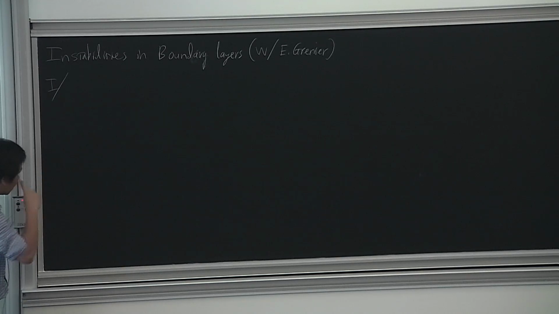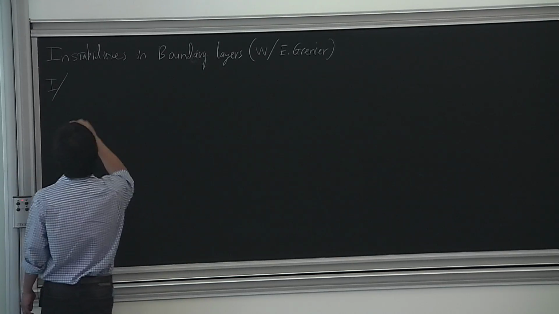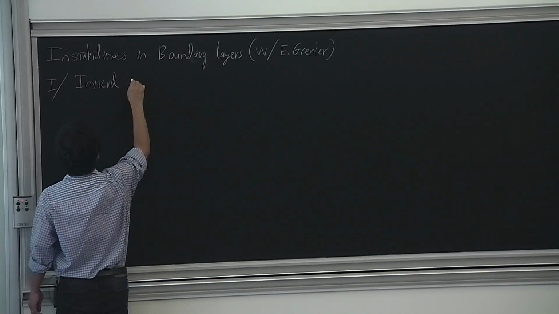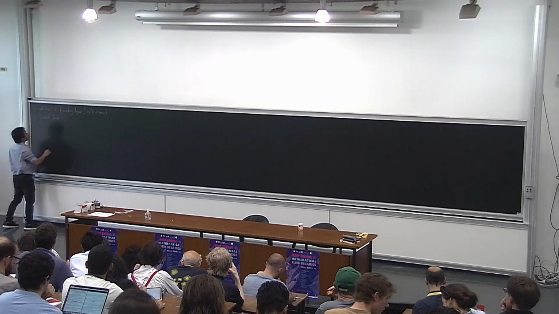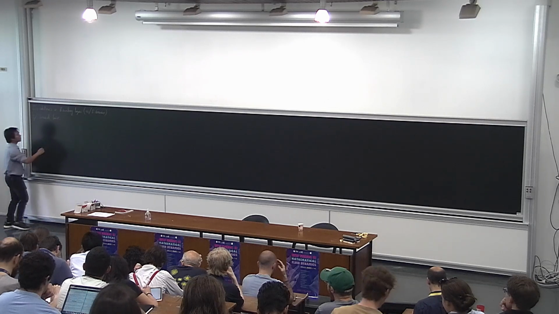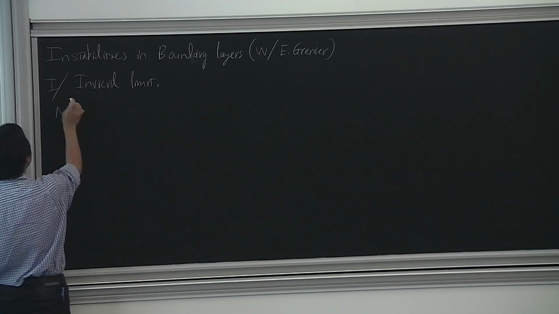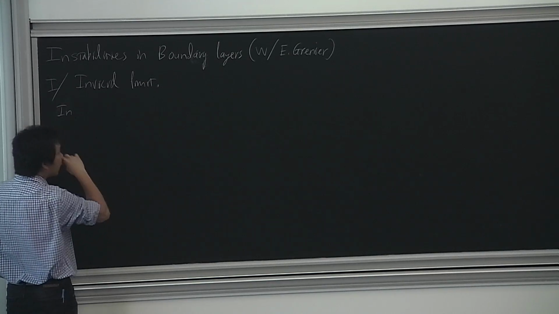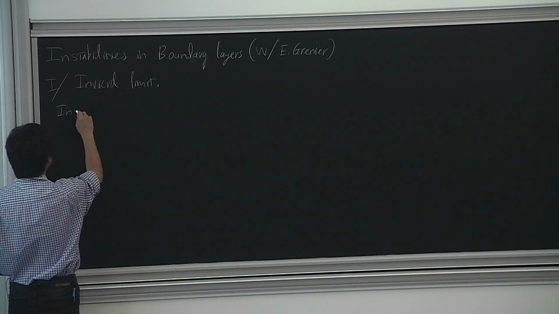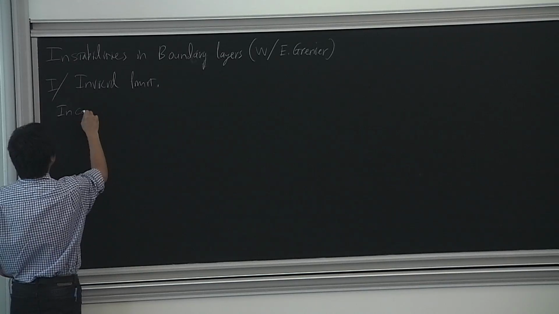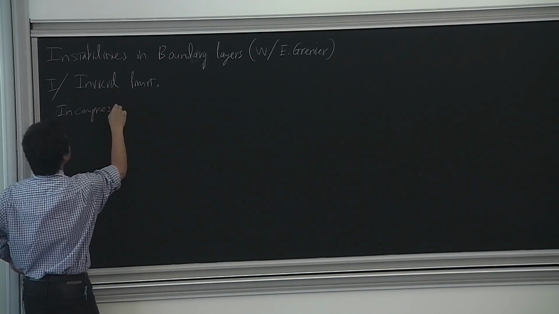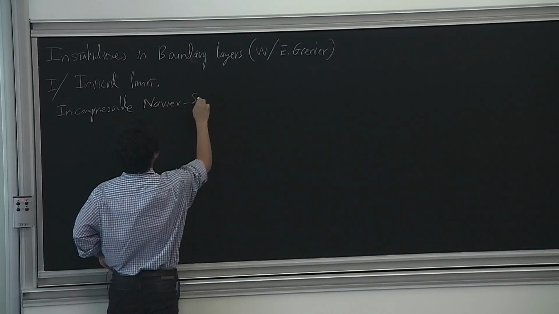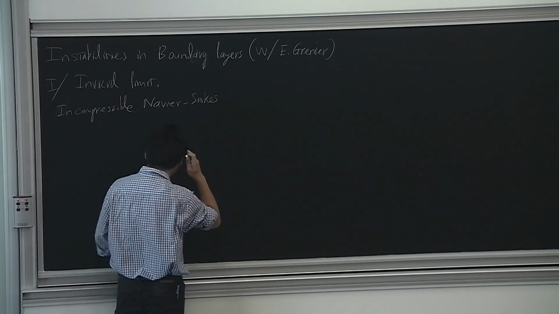First, one has to look at the settings of what we're doing. We say the inviscid limit. So the equations we're looking at are the incompressible Navier-Stokes equations, which you have already seen. But okay, let's write them again.